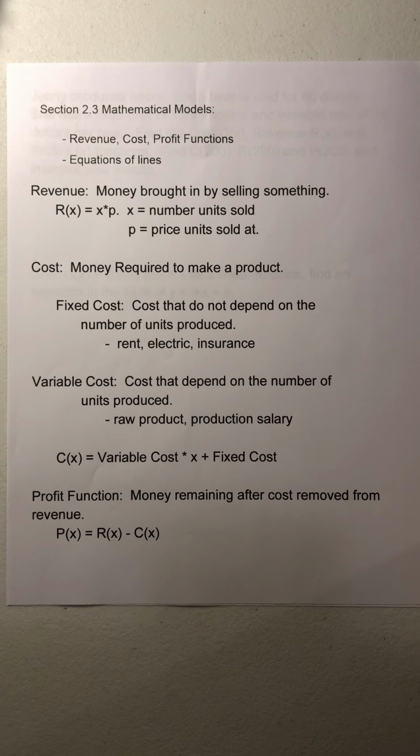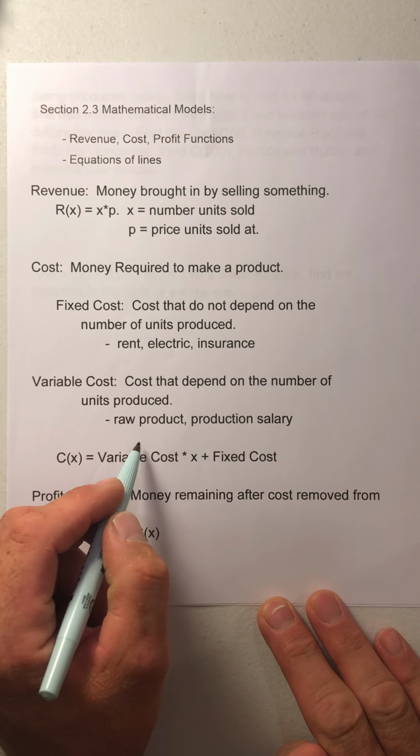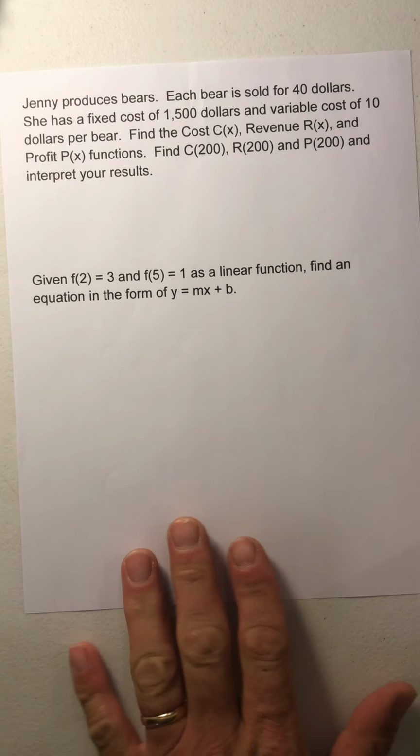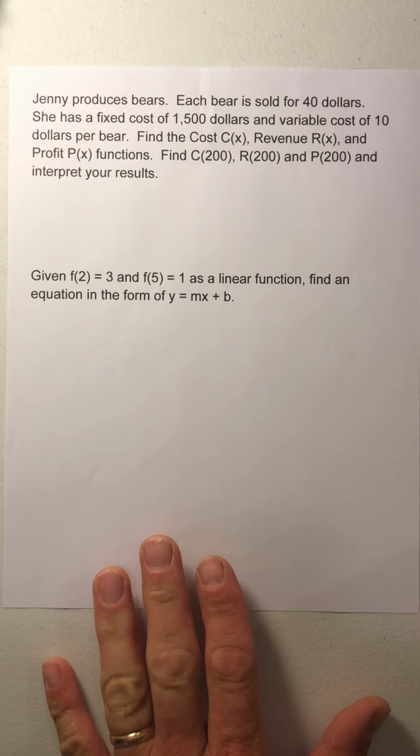In order to find our cost, we take the variable cost, or the number of units, times the cost per unit, so we'll just leave it as variable cost, plus the fixed cost. And that's going to give us our cost function, our original cost function. Our profit is the money that we have after we take all the cost out of the money that we bring in, or the revenue. So P of X is going to be R of X minus C of X. And I'm sure some of this is fairly intuitive for you, but we'll go ahead and do it anyway.